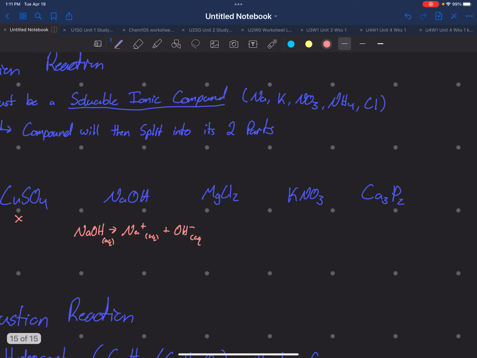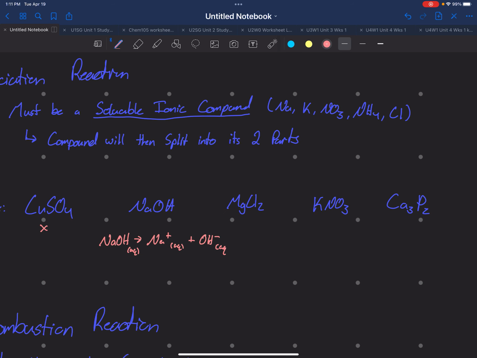Okay, next one, MgCl2. We can see there's a Cl group in there, so we just have to write it out. MgCl2, I'm going to say this is a solid, because I guess it's no hydroxide. So MgCl2 solid. Then we get Mg2+ aqueous because it's an ion, plus Cl- aqueous. Is that balanced? Well, there's one Mg on both sides. We just need to put a 2 here. Cool.